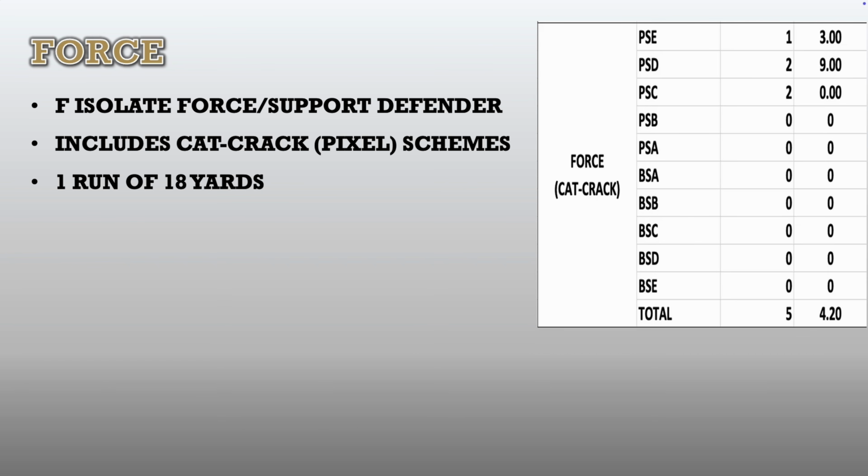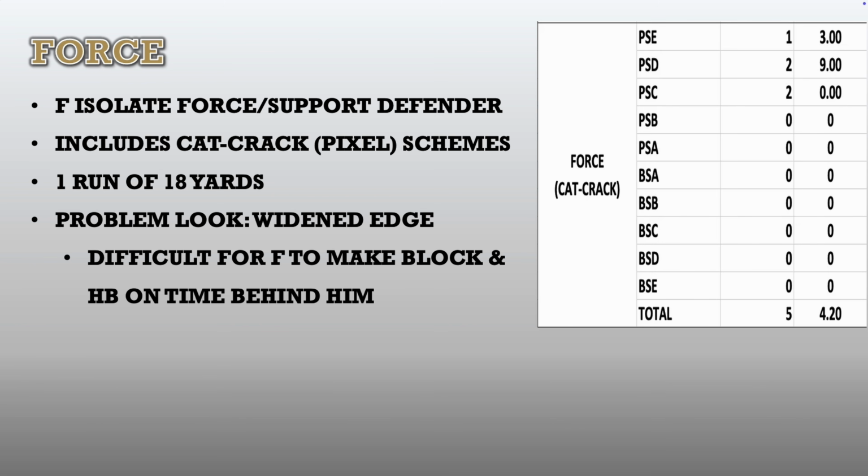All in all, this was not a good variation to run from the shotgun, and it's because of what the problem look for force really is, and it's a widened edge. With this widened edge, it's difficult for the fullback to actually make his block on the support defender with the running back on time. So what would end up happening on a lot of these runs is by the time the fullback clears the blocking surface to go make his block, it's too late, and the B gap, the 3 technique, has cut off the run. So the running back isn't even running behind his lead blocker.